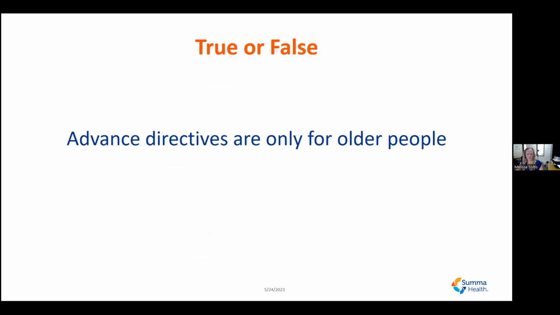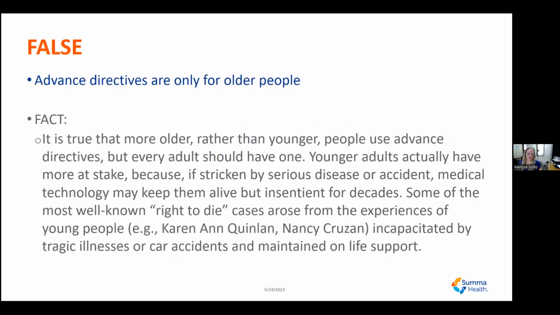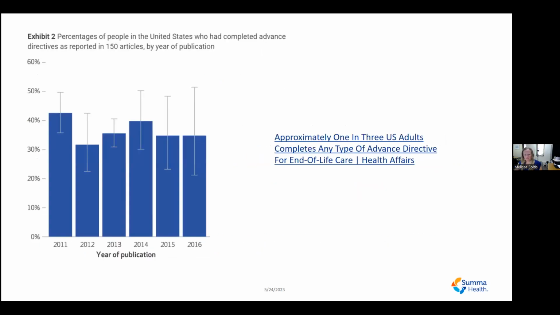Advance directives are only for older people. False. Also false. Some of the most well-known right to die cases were experienced by young people. Tragedies. And across the country, we don't have enough advanced care planning and goals of care happening. So this is just sharing a percentage of people who have completed advanced directives across the country, and we rarely top 40%.